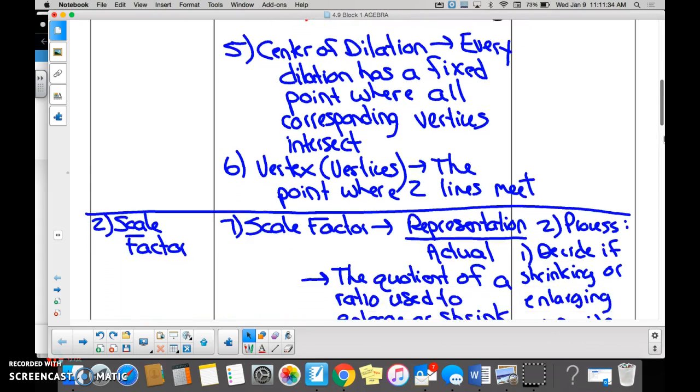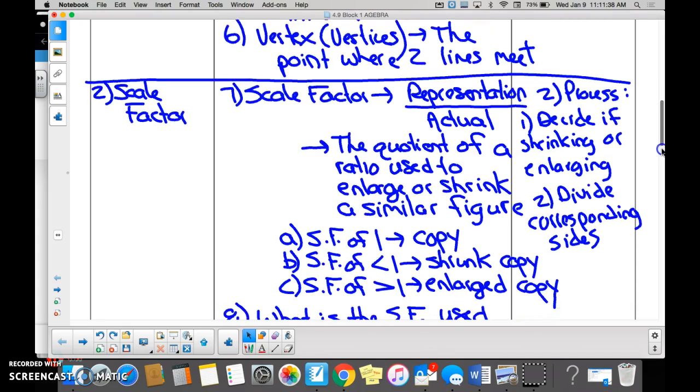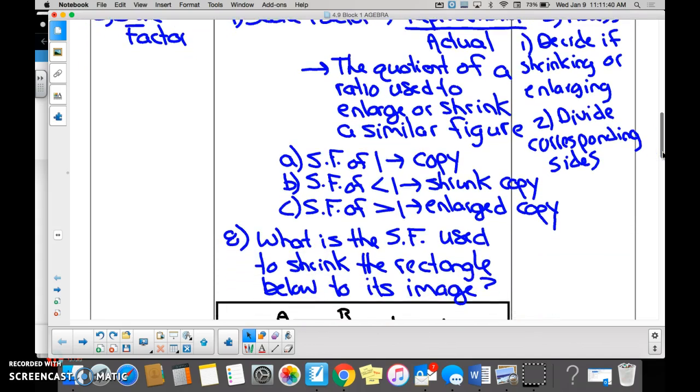Vertex are just vertices where two lines come together, right? Yeah. Awesome. Scale factor, that's review, representation over actual. If you shrink an object, the scale factor is going to be what? If you enlarge an object, the scale factor is going to be? And if you just make an exact replica of an object, the scale factor is going to be? 1.